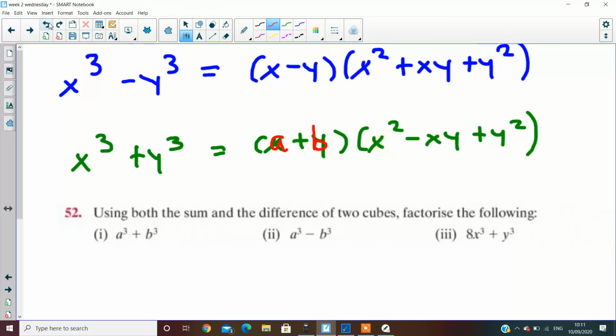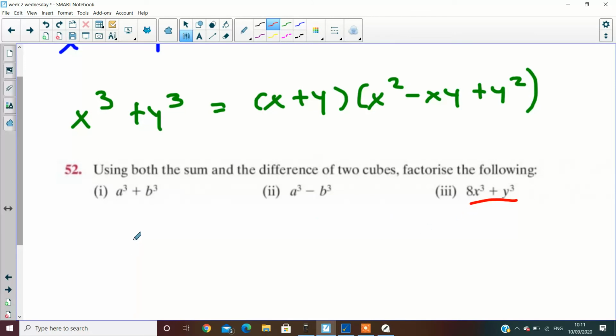What about a cubed minus b cubed? What do I have to do here? (a minus b)(a squared plus ab plus b squared). Everybody cool with that? Now the next part is the hardest part. What do I do for this one here? What can I change 8x cubed into? (2x) to be cubed. Because what's 2x multiplied by 2x multiplied by 2x? Exactly.